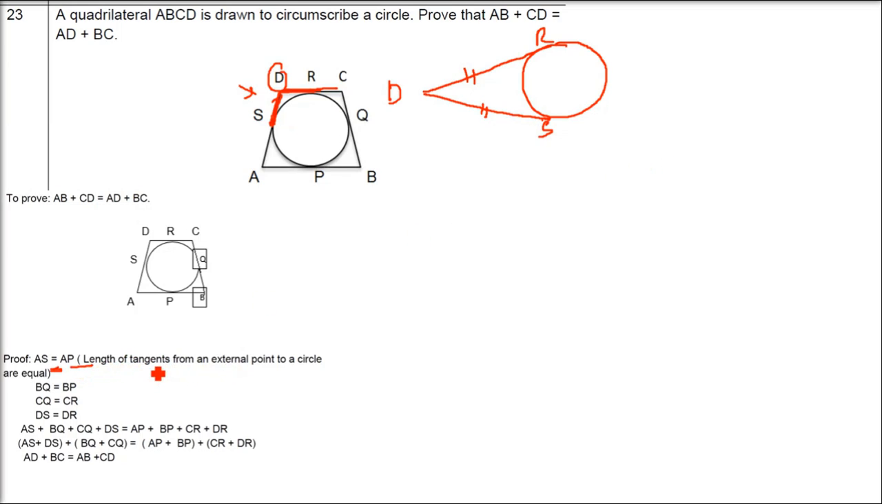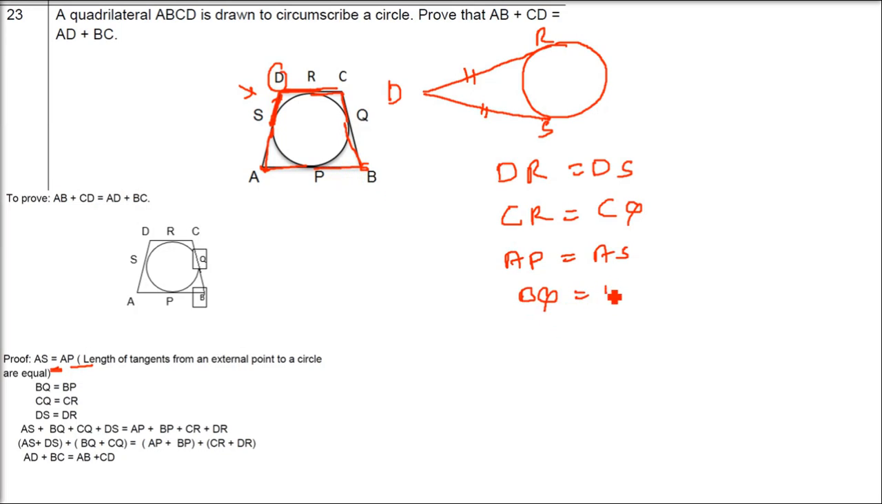So we have four relations of this type. You have to write properly: lengths of tangents from an external point to a circle are equal. So DR equals DS, and with the same logic, CR will be equal to CQ. It doesn't matter if you write RC or CR. Then we have AP and AS. You can also write SA and PA, but these two have to be equal. AP equals AS. Now coming to B, BQ equals BP. So these four we have got from the relationship discussed.